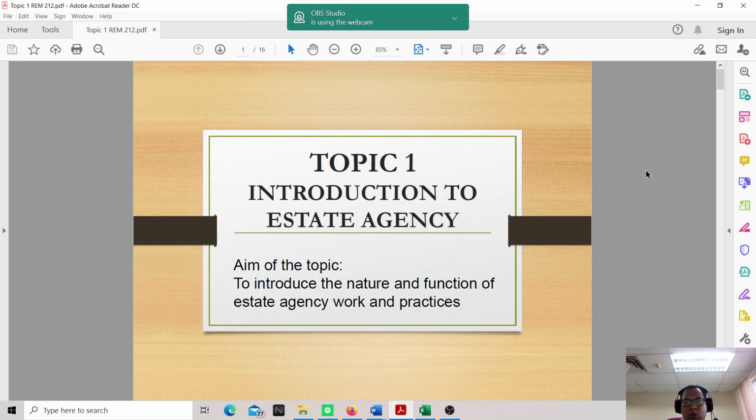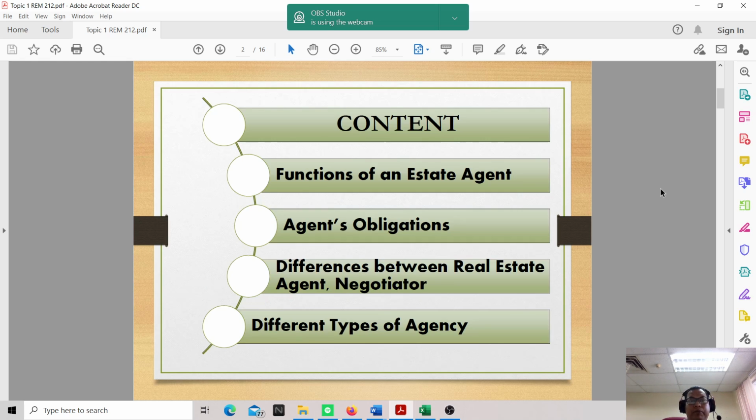So we will go through a little bit of the first topic, which is the introduction to estate agency. The aim of this topic is for you to learn regarding the nature and function of estate agency works and also practices. So for the content, we will try to look at the functions of an estate agent and the agent's obligations first for this week. And then the second week we will go to the differences between the real estate agent and negotiator, and then the different types of agency.